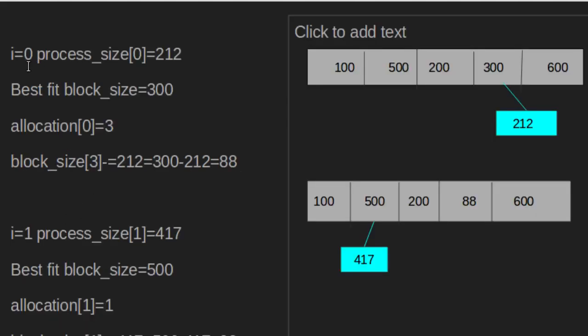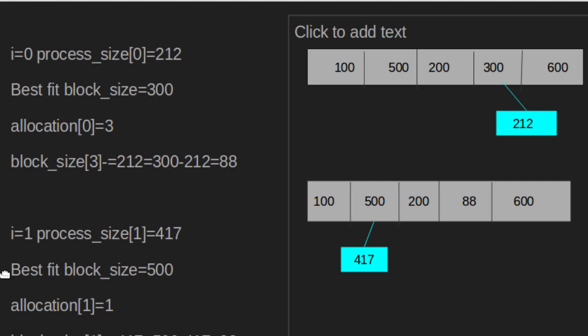When i equals 0, process size 0, that is 212. So best fit block size equals 300. So allocation of 0 equals 3, which is the index of the block having space 300. Then block size 3 minus equals 212, that is 88. So now this block has space of 88.